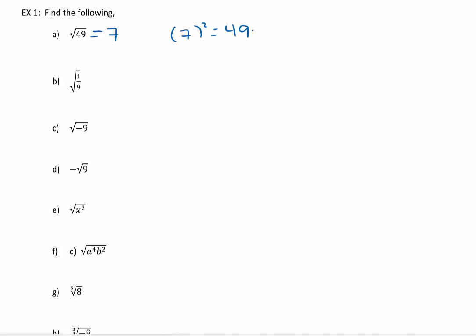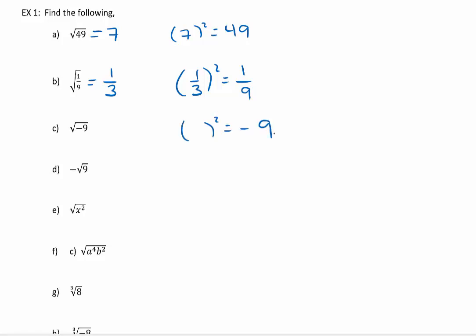Square root of 49 is 7, because 7 squared is 49. It's okay to have fractions in square roots. Square root of 1/9 would be 1/3. And in fact, you can actually take the square root of the numerator and denominator separately. So root 1 becomes 1, root 9 becomes 3, and so that's one way of getting that answer of 1/3.